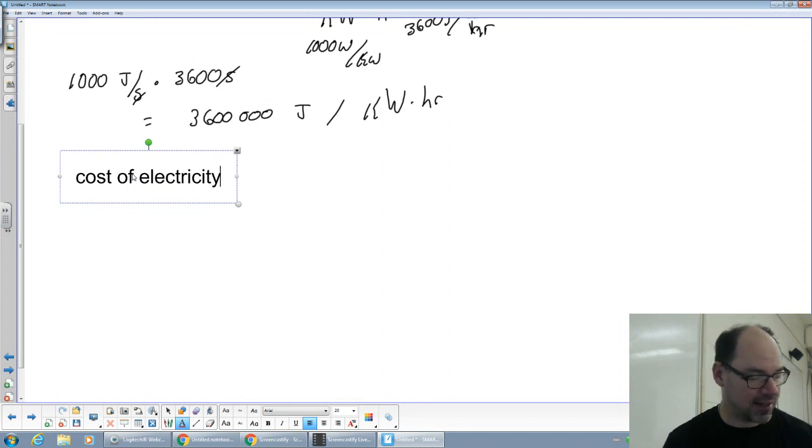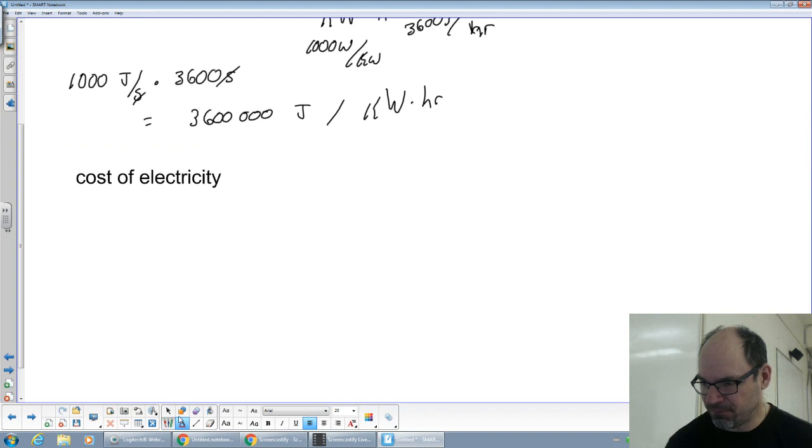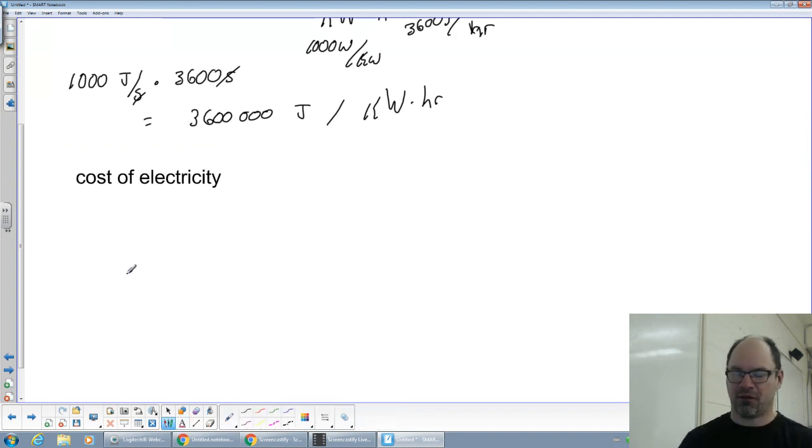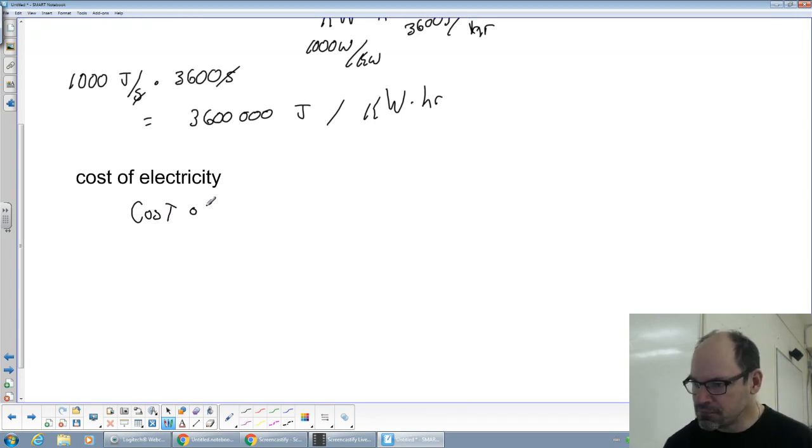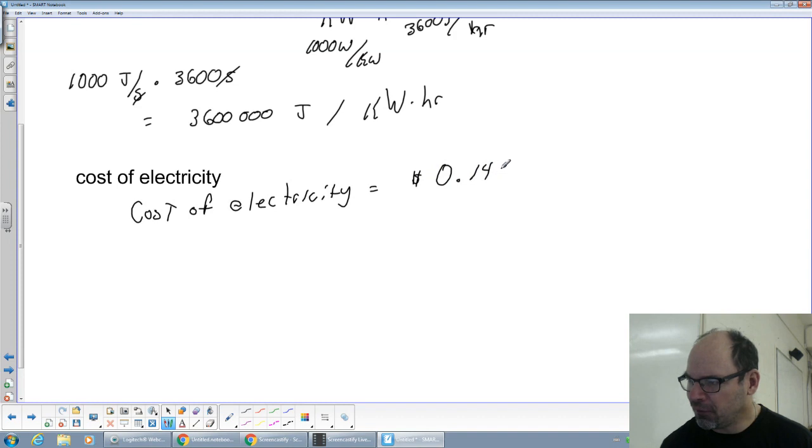Okay, so let's say that I didn't look it up before today, but a couple of years ago anyways, it was about 13.2 cents a kilowatt hour, but I think it went up. So let's say that the cost of electricity is equal to, say, 14.5 cents or $0.145 per kilowatt hour.